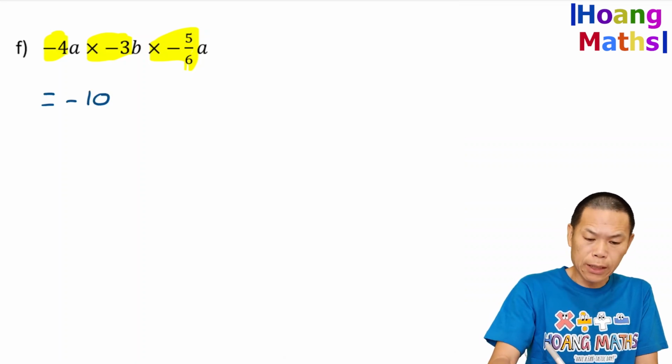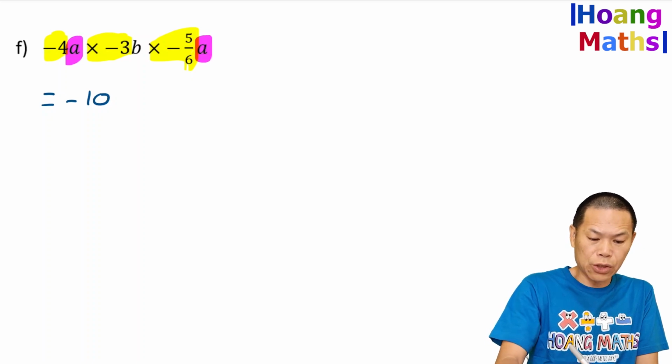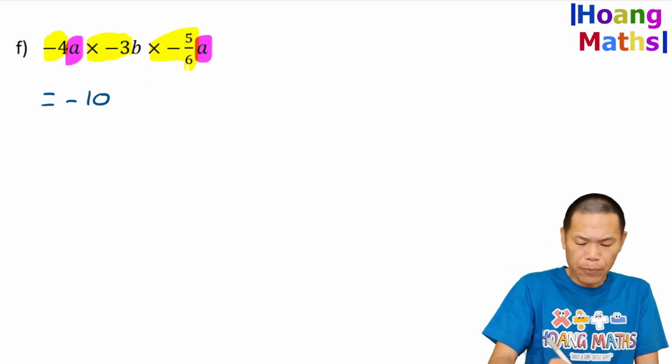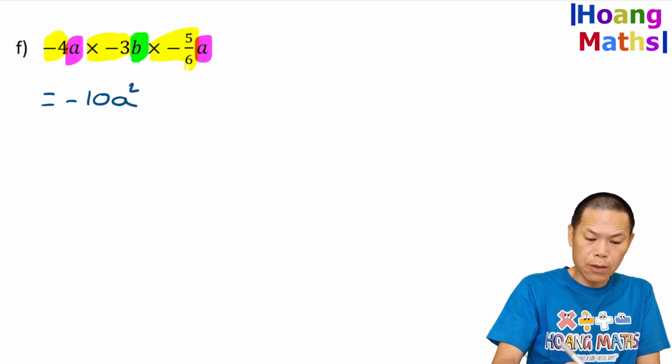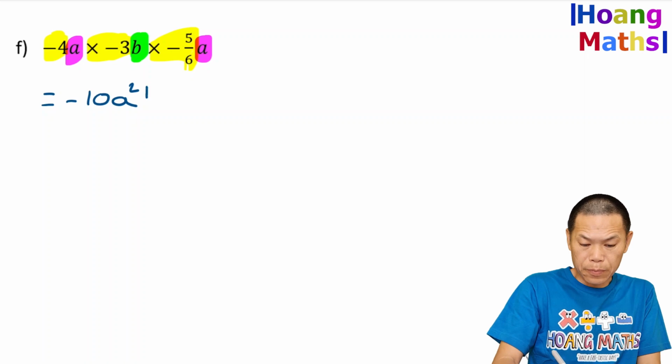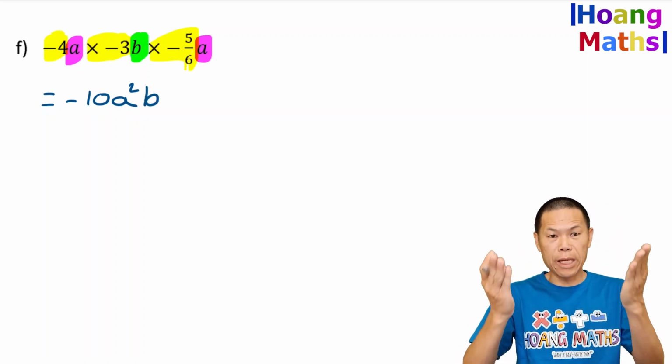And for letters, we have A here, and we times A first. So A times A will give me A squared. And for B, we just write this down. So negative 10 A squared B.